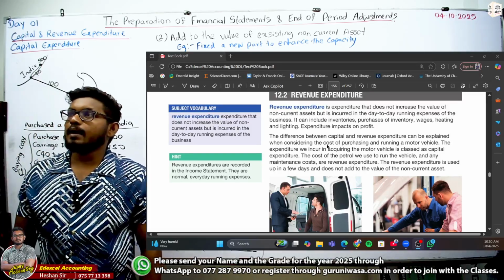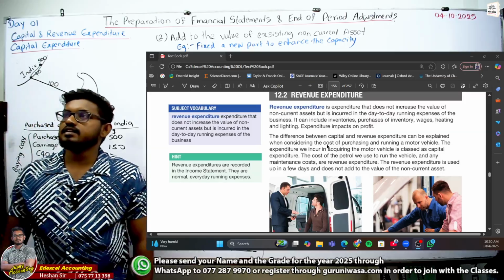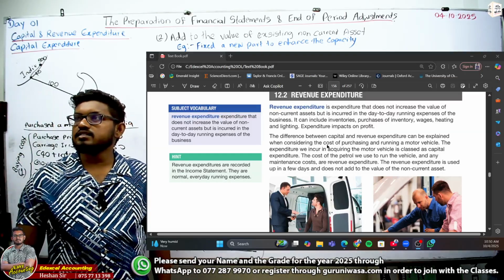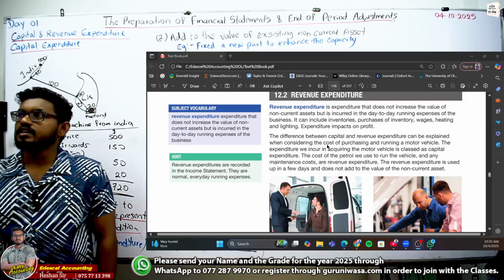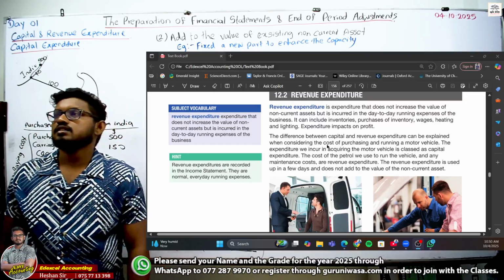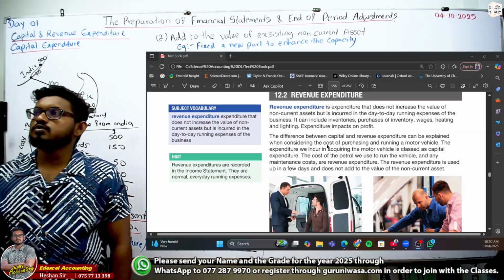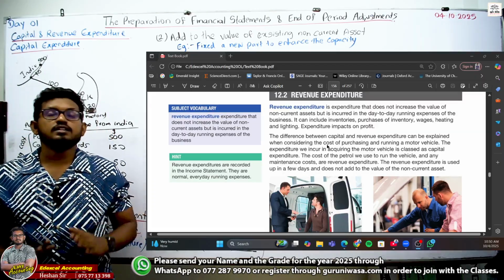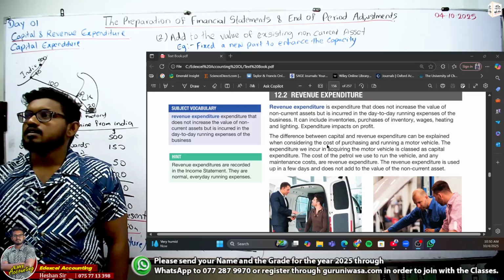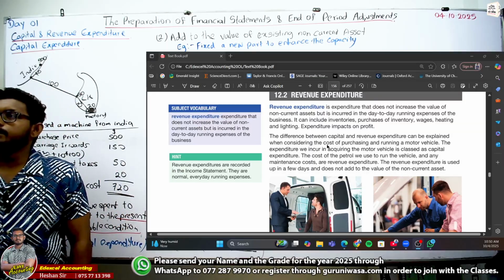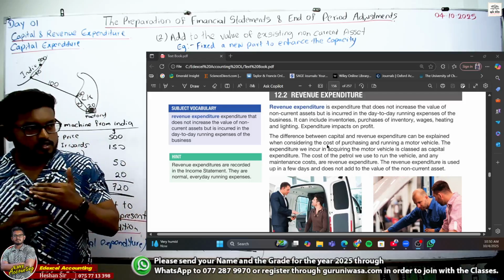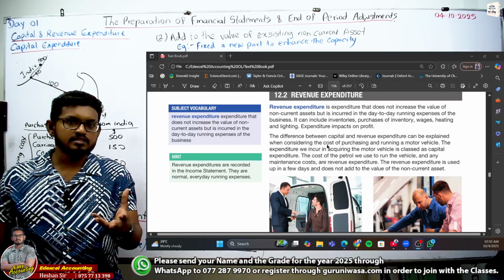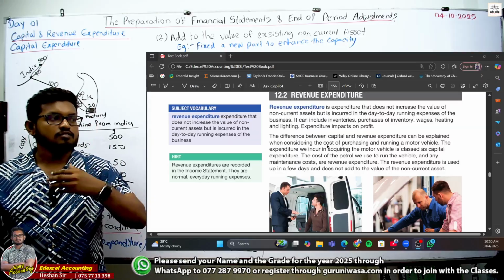The difference between capital and revenue expenditure can be explained when considering the cost of purchasing and running a motor vehicle. The expenditure we incurred in acquiring the motor vehicle is classified as a capital expenditure. The cost of petrol we use to run the vehicle and any maintenance cost are revenue, because it's for the revenue expense, right? The revenue expenditure is used up in a few days. When it comes to revenue expenditures, they last only for a few days. For an example, petrol: once we fill the tank, once it is consumed, it's done.